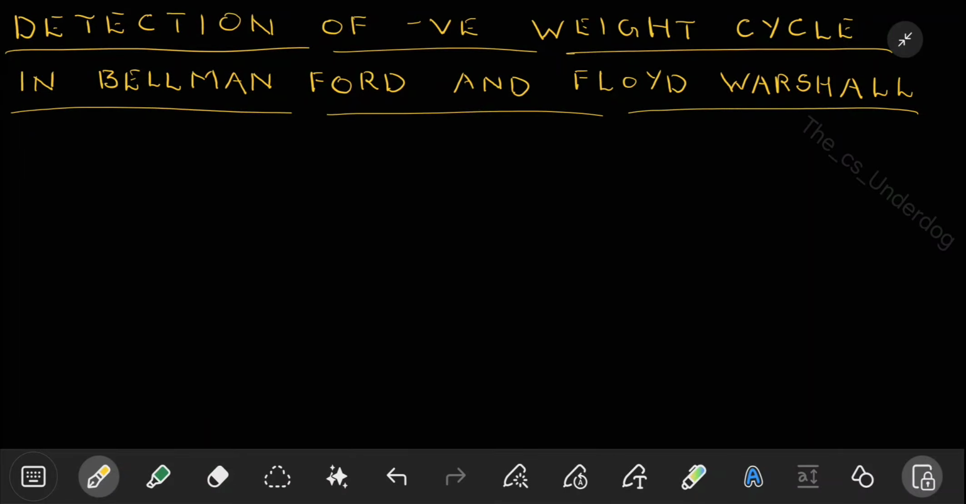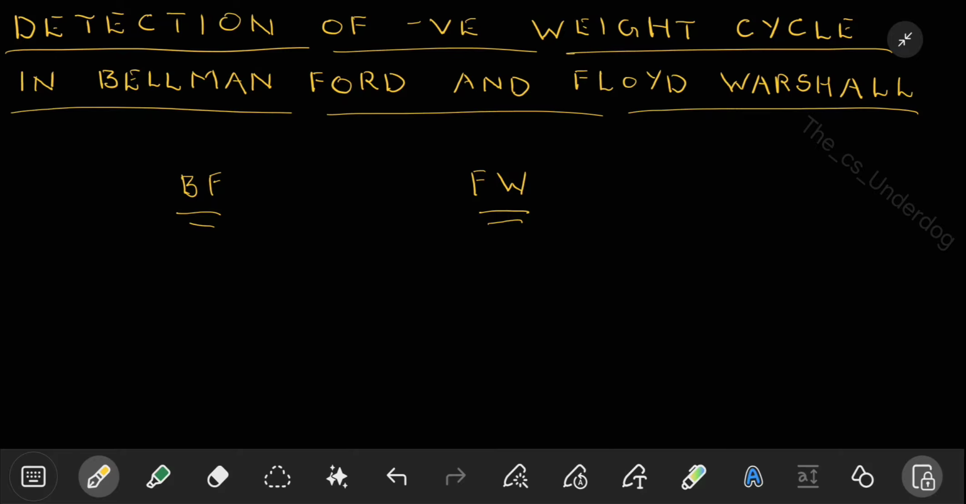Detection of negative weight cycle in Bellman Ford and Floyd Warshall. The purpose of this lecture is to understand the difference between the logic that we use in Bellman Ford to detect a negative weight cycle and in the Floyd Warshall algorithm to detect a negative weight cycle.